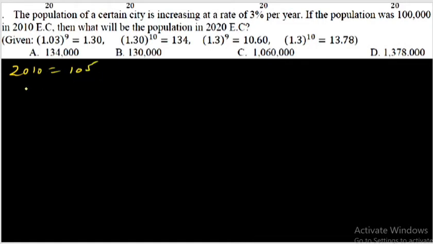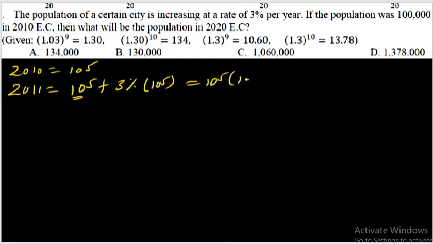End of 2010 means it's 2011. 2011 is the same as 10 to the power of 5 plus 3% of 10 to the power of 5. Okay, the 2010 population plus 3% of the previous, which is equal to 10 to the power of 5 in bracket 1 plus 3%. 3% means 0.03, so this is equal to 10 to the power of 5 in bracket 1.03. This population is end of 2010, or beginning of 2011 population.